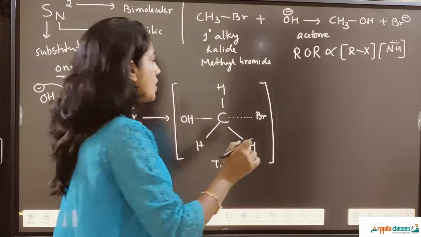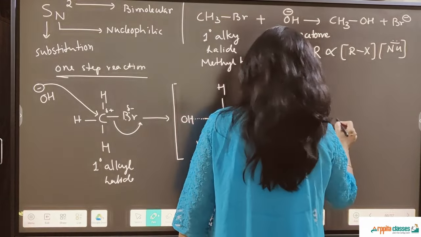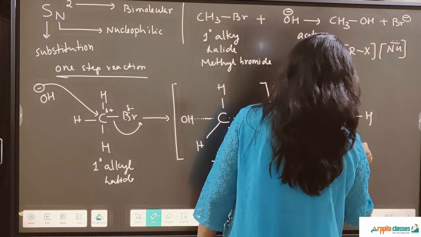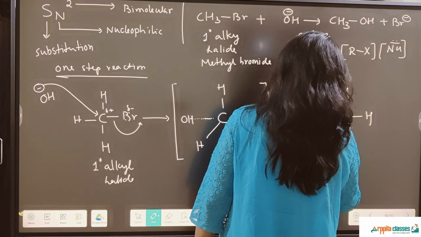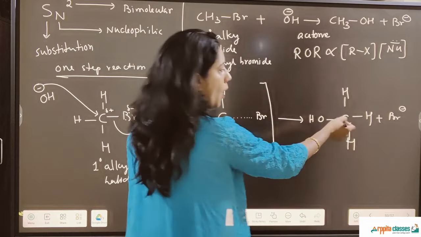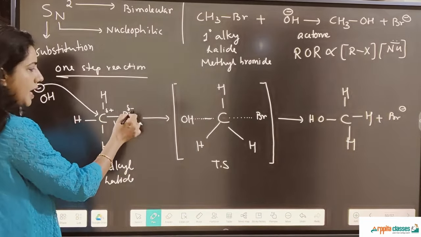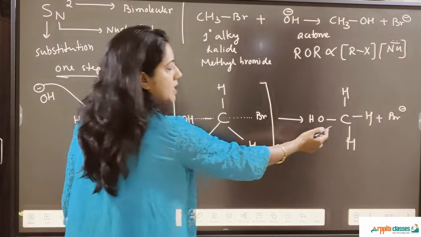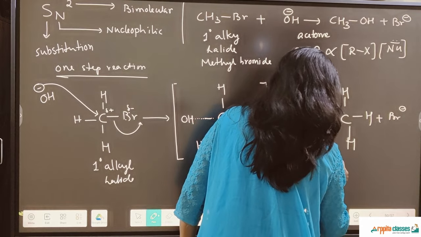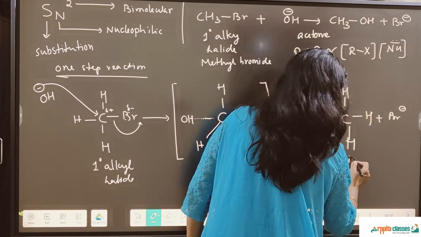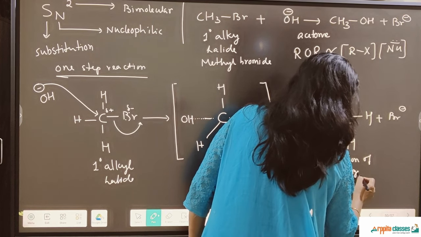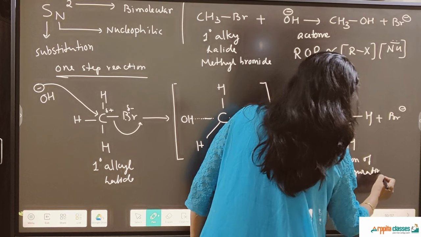So later on, in this case, the Br will be leaving from here and OH will be forming a bond with carbon. So we get this as the product. In the product we can see Br is on the right hand side, and OH is on the left hand side. So essentially the product we are getting is an inversion of configuration. So this is your product, inversion of configuration.